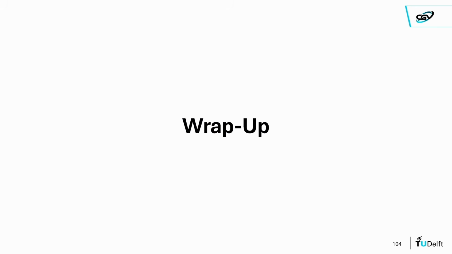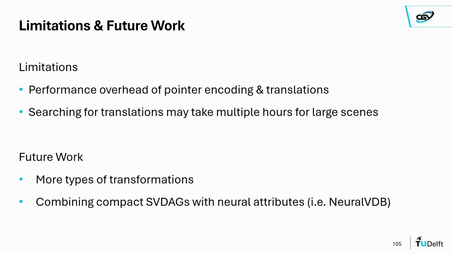Now, to wrap up, we have a couple of limitations. Obviously the rendering performance is a problem. And the other one is the performance of the compression itself. Finding all of these translations can take a couple of hours on a desktop PC with multi-threading. The first contribution, the permutation matching, is quite fast. It takes about 1 or 2 minutes on a multi-threaded CPU.